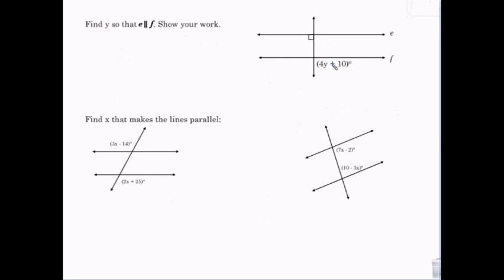We want to find y on this one. Because this is a perpendicular angle, I know that this is perpendicular, and that means that all of these are perpendicular. So I set it equal to 90. Subtract 10 from both sides. 4y is 80. Divide by 4. And then y will be 20.